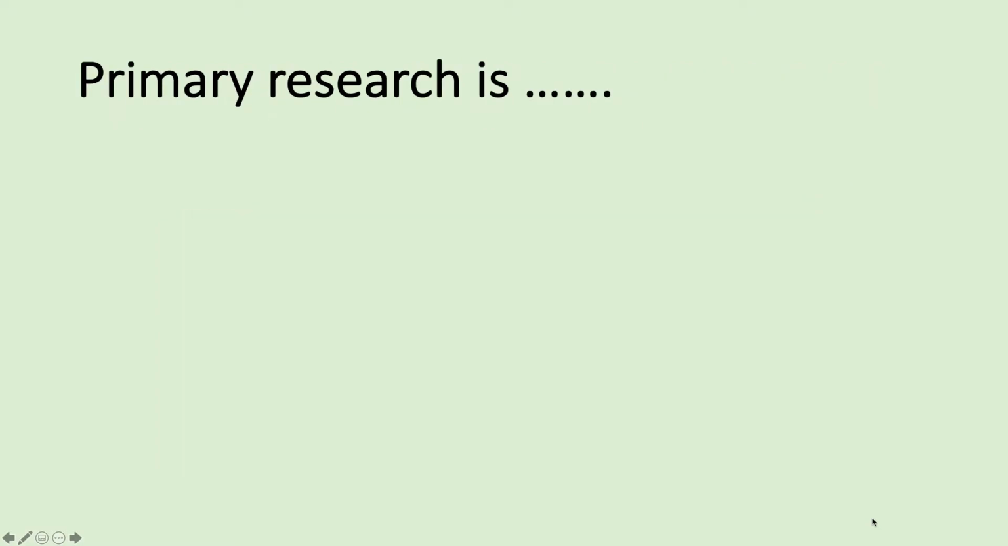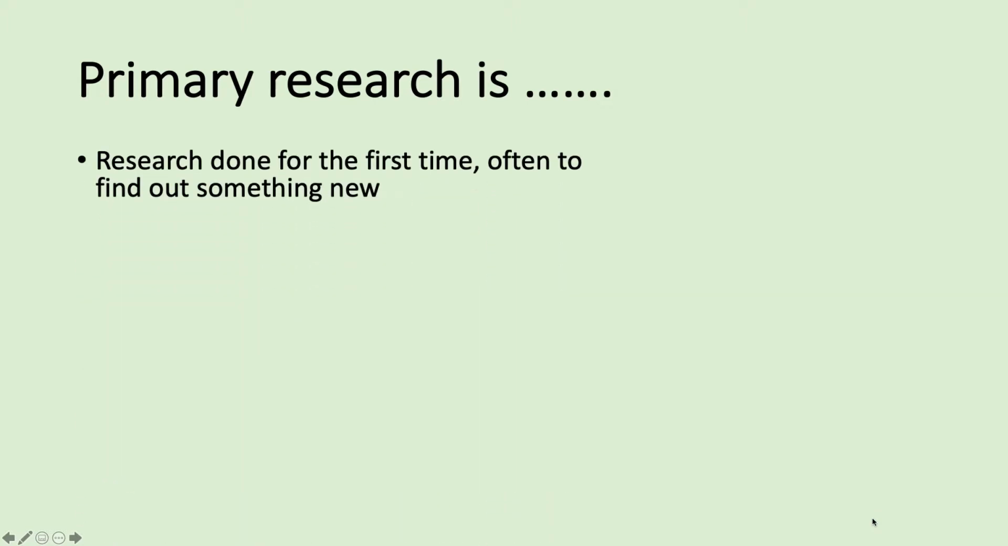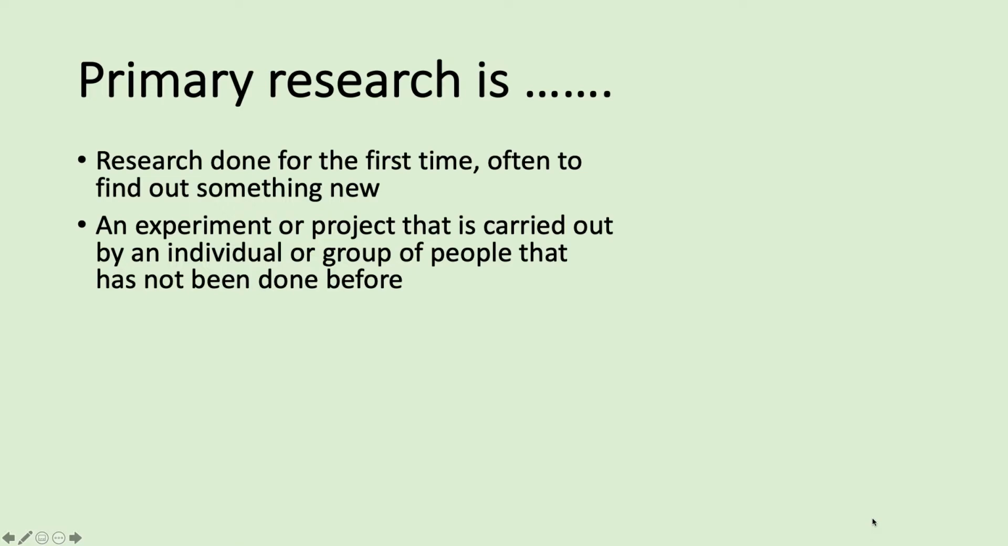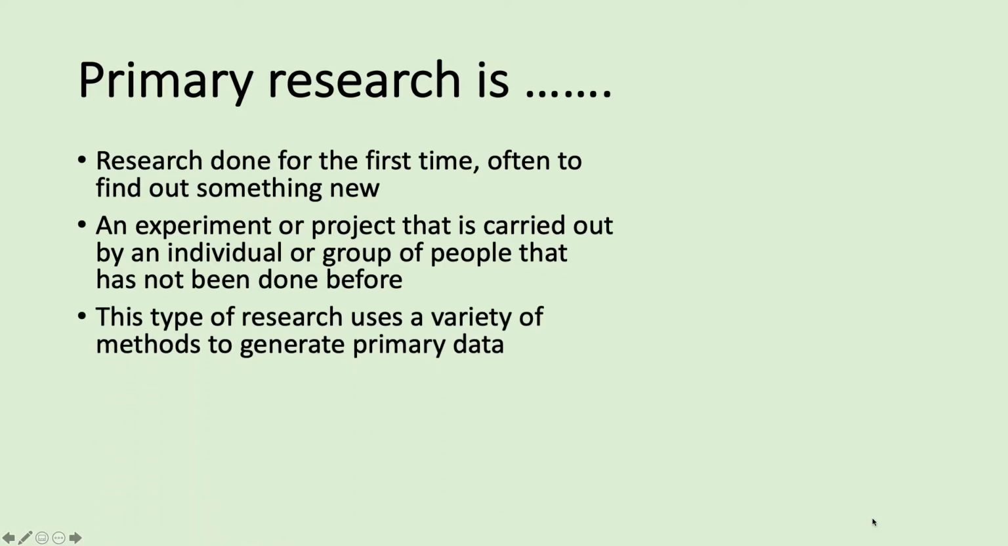So primary research, as I've talked about in a lot of my lessons, is research that is done for the very first time. And we often do it to find something out, but something that is new, something that's not necessarily been discovered or found before. So that is why we do primary research. It's the first time it's been done. It can be an experiment or a project, and it can be carried out by individuals or groups of people, but the focus is that they will be looking at things, like I said, that have not been done before.